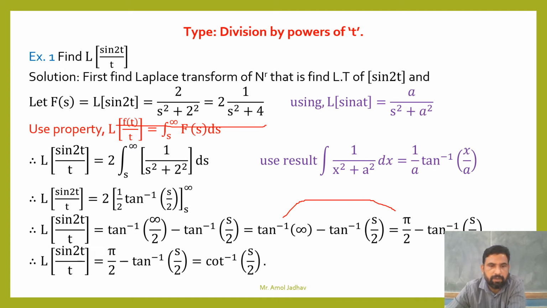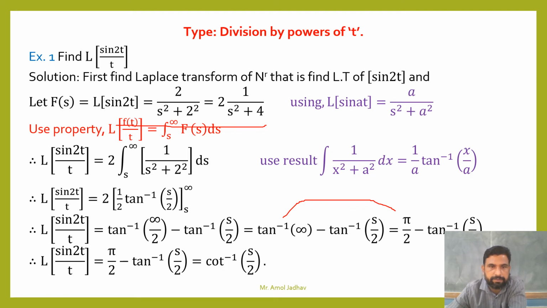So the answer is pi by 2 minus tan inverse s by 2, and one result: pi by 2 minus tan inverse theta is cot inverse theta. So this is the answer for the Laplace transform of sin 2t upon t. First find the Laplace transform of the numerator, and then integrate that Laplace transform with limits s to infinity. So first find the Laplace transform of the numerator, take F(s), and integrate F(s) with limits s to infinity. This is the type of division by powers of t.